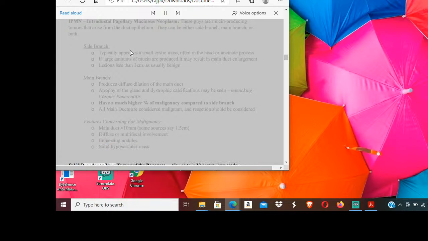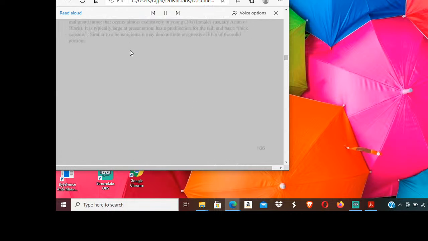Solid pseudopapillary tumor of the pancreas, daughter. A very rare, low-grade malignant tumor that occurs almost exclusively in young females, in their 30s, usually Asian or black. It is typically large at presentation, has a predilection for the tail, and a thick capsule. Similar to a hemangioma, it may demonstrate progressive fill-in of the solid portions.